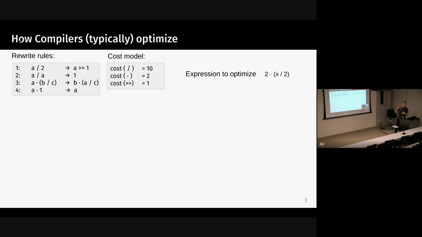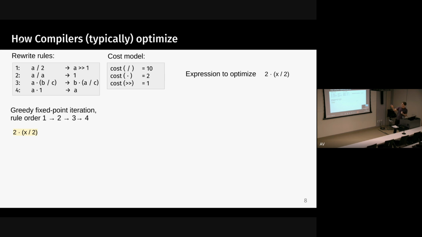Let's say your program is just 2 times x divided by 2. Of course, a human would notice that, well, this is just x. But how does the compiler get to discover, hey, this is just x? So what it will do, current state of the art, is greedy fixed point iteration. The idea is that you go through all the rules that you have, you apply them one by one, as long as the costs get lower. And then once you are done and your program cannot be further optimized, you stop and you say, job is done.